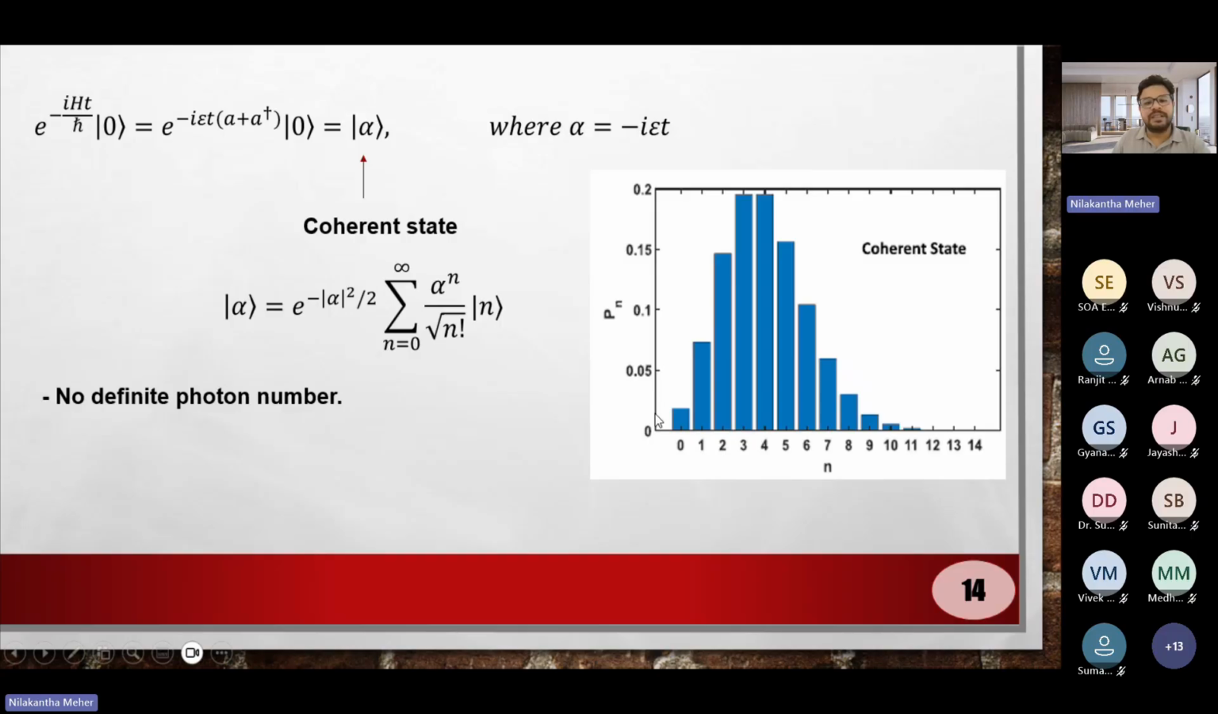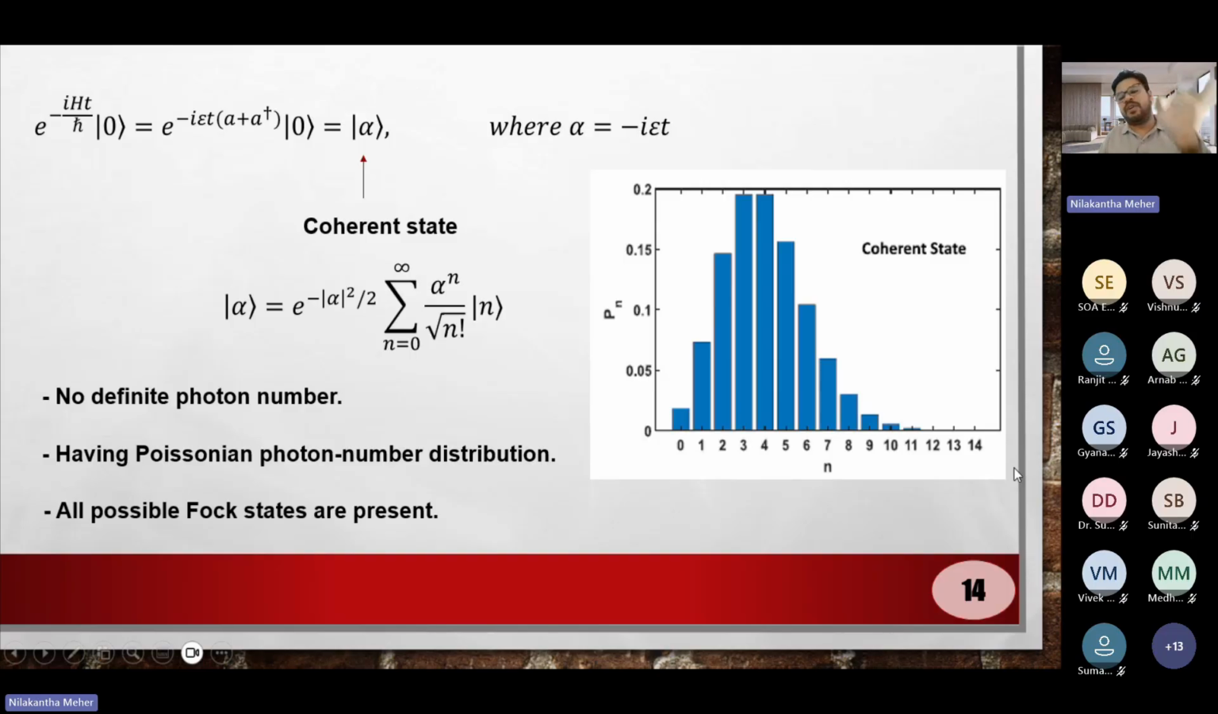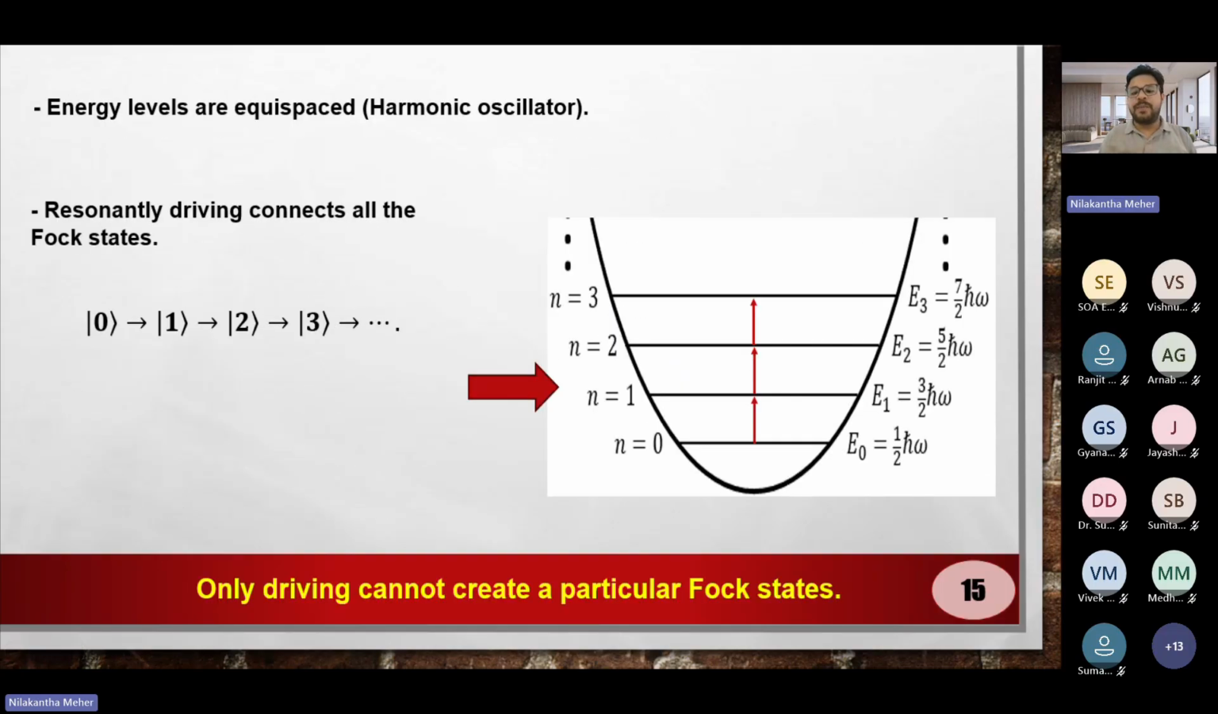That means this coherent state does not contain a precise photon number, it has a distribution of all the photon number states. Of course, it depends on the amplitude of this coherent state, this alpha, where alpha is minus i epsilon t, and of course epsilon is the driving strength. So essentially, how strongly you are driving determines the coherent state you create, with the photon number distribution given here, which is Poissonian. And all possible Fock states are present here. So this driving is not able to generate a particular Fock state. It is generating a superposition of all the Fock states, all the number states.